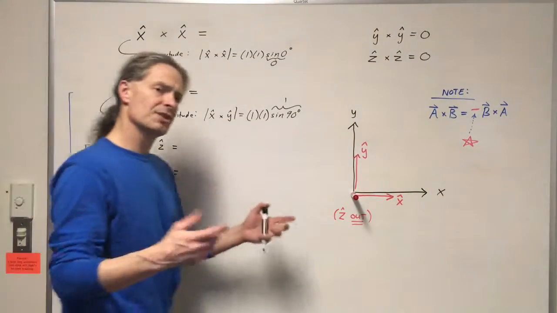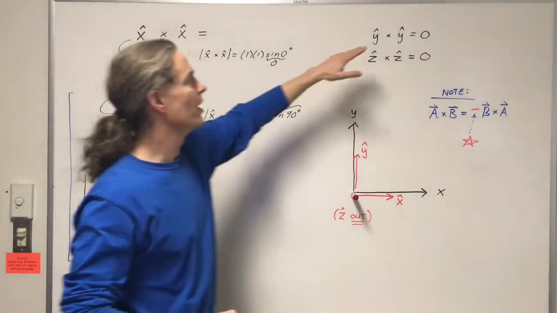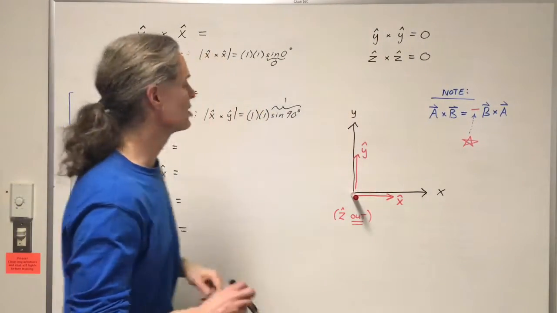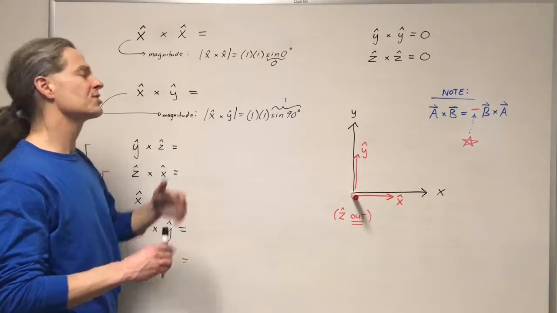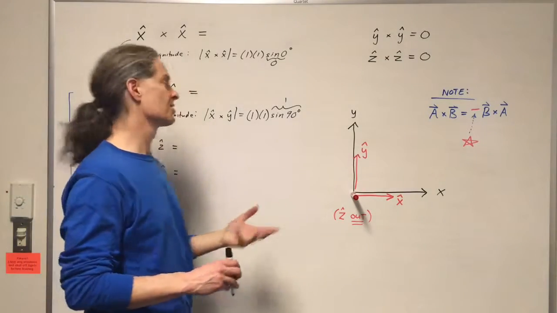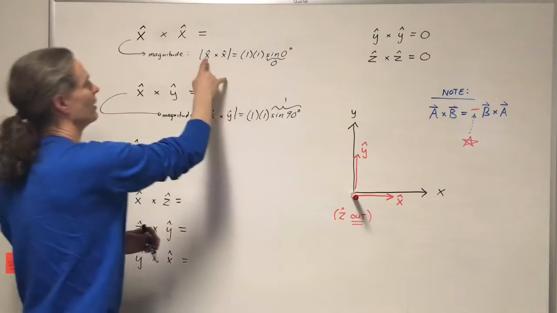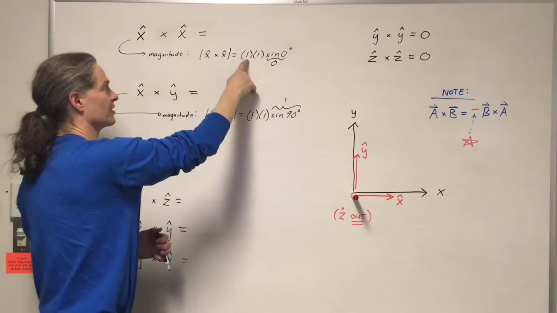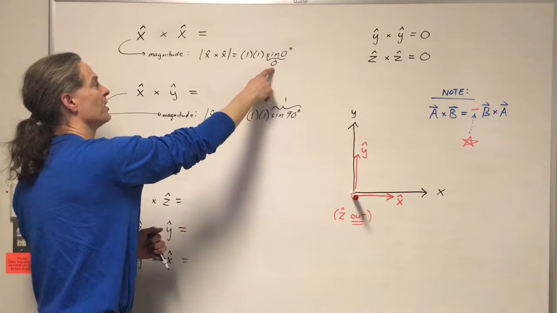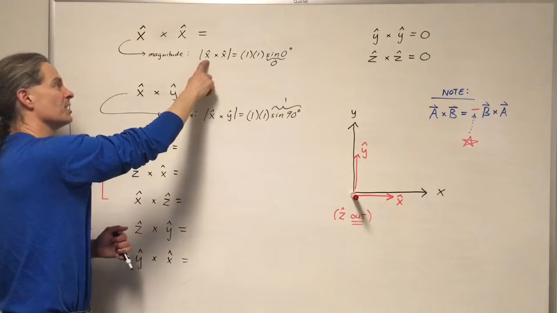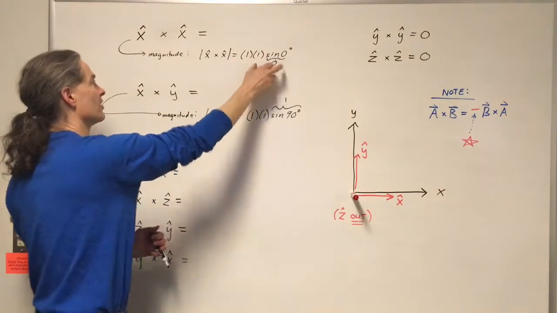Alright, so let's start by looking at cross products such as x hat cross x hat, y hat cross y hat, and z hat cross z hat. So we'll start with x hat cross x hat. First, before we consider the direction, let's consider the magnitude. The magnitude of x hat cross x hat would be the magnitude of the first vector, the magnitude of the second vector, and the sine of the angle between them. Now, the sine of the angle between x hat and x hat is 0. So I've got the sine of 0, that gives me 0.